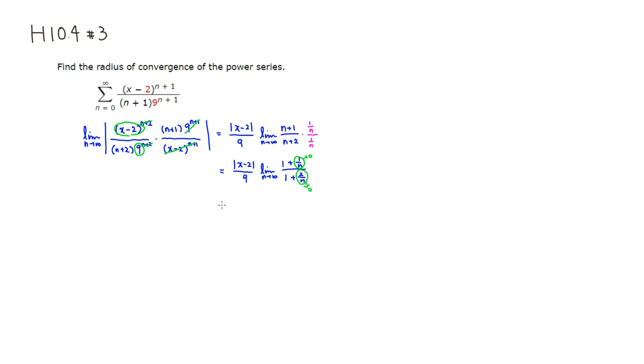So we get absolute value of x minus 2 over 9. To get convergence, we have to make sure that this ratio is less than 1. So we can multiply through by 9, so absolute value of x minus 2 is less than 9. 9 is the radius of convergence.